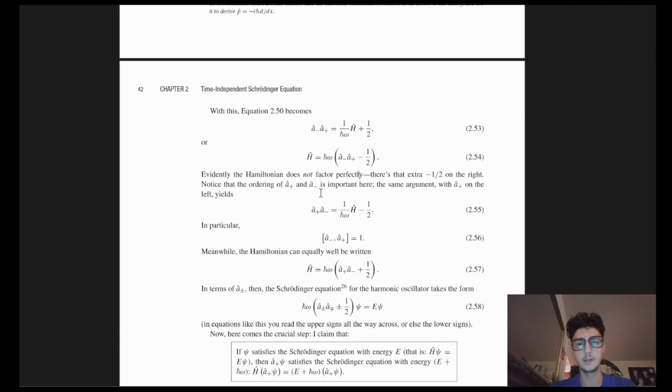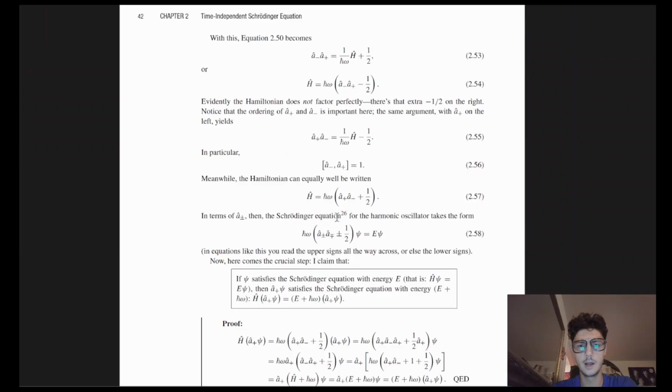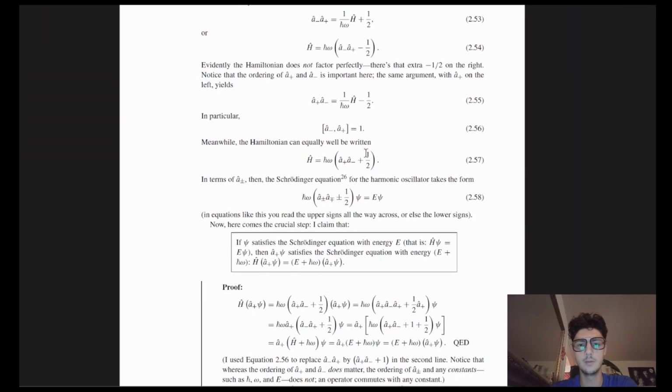Notice that the ordering of a plus and a minus is important here. The same argument with a plus on the left yields this. And in particular, the commutator of this and this is 1. Meanwhile, the Hamiltonian can equally well be written as this. So if a minus is on the left, technically you read this as a plus acting first, because your wave function or your test function is going to be on the right side of the operator. So the wave function first is acted upon by a plus, and then the result of that is acted upon by a minus. So if you do a plus, then a minus, there's a minus sign here. But if you do a minus, then a plus, there's a plus sign over here.